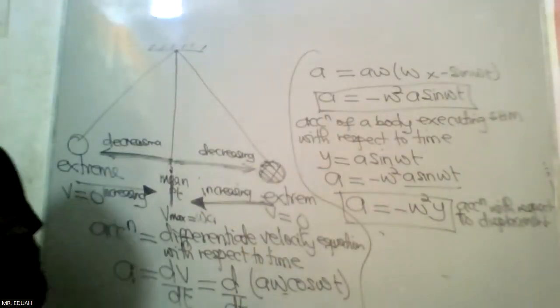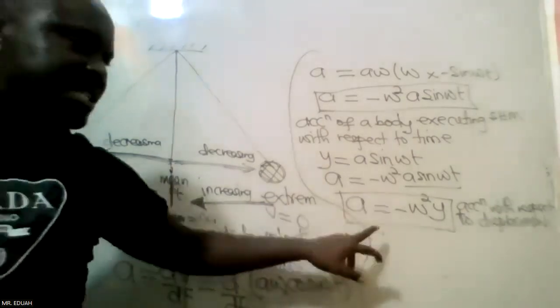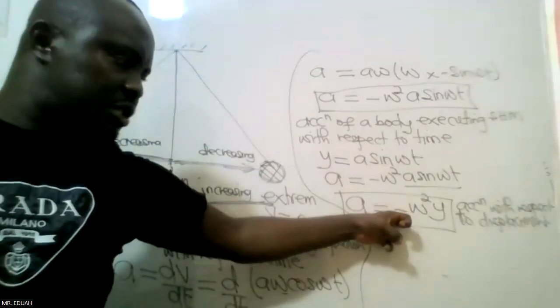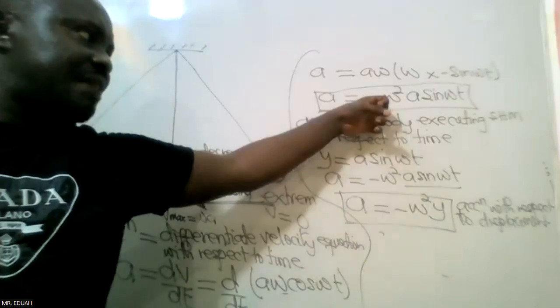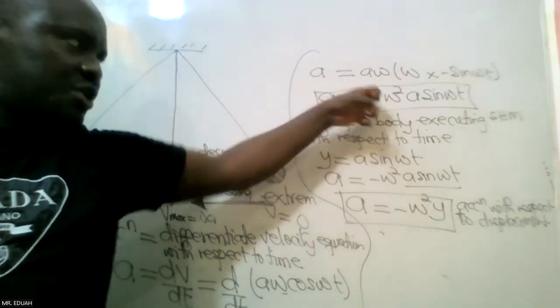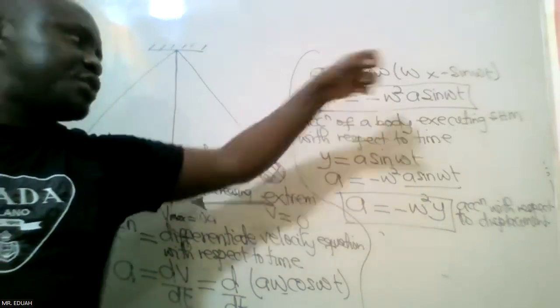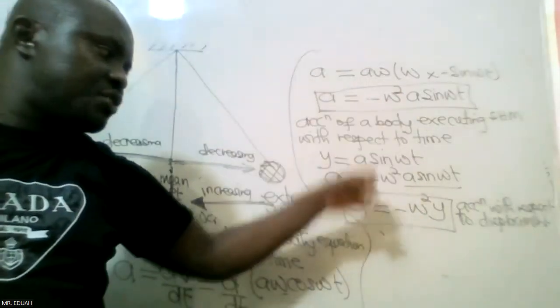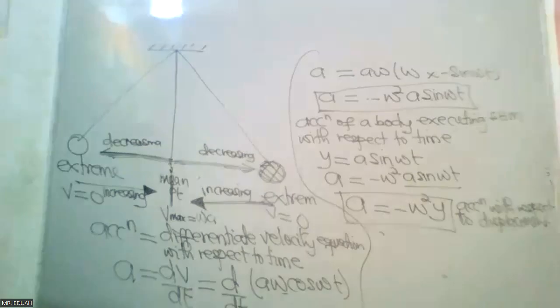So when you are given a certain displacement to find the acceleration, this is what you use. If you are given a time, at a time of so and so, calculate the acceleration, this is what you use. So acceleration with respect to time, acceleration with respect to displacement.